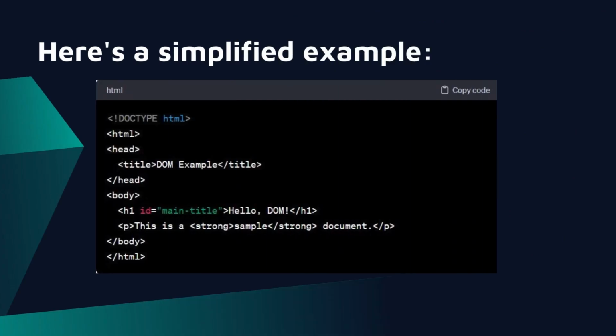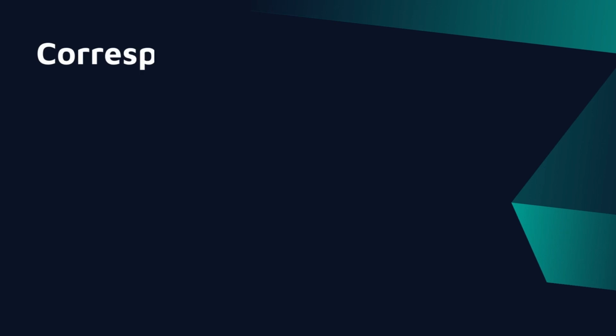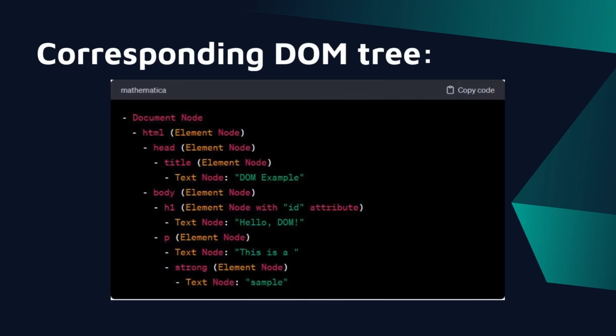Here's a simplified example of a document structure. The tree structure reflects the nesting of HTML or XML elements. Parent-child relationships exist between nodes, with the document node at the top and the various element, attribute, text, and comment nodes forming the branches and leaves. In this example, the structure of the HTML document is represented as a hierarchical tree in the DOM, where each tag corresponds to a node and the relationships between tags are reflected in the parent-child relationships of the nodes.